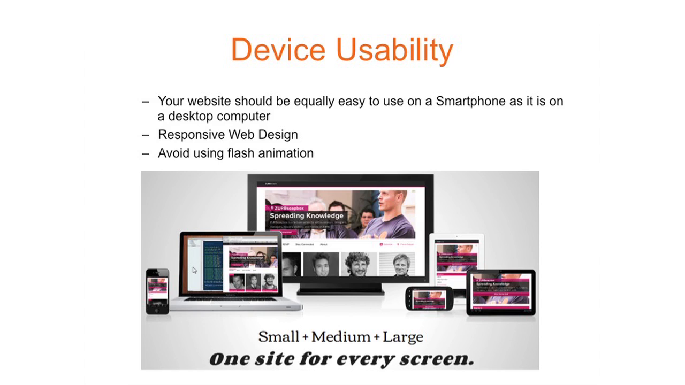Device usability. Your website should be equally easy to use on a smartphone as it is on a desktop computer. Responsive web design is also something to take into consideration when building your website. Some good examples of this are bostonglobe.com, graygoose.com, corporate.target.com. They all have responsive designs on their website. So depending on what you're looking at, whether that be a tablet, whether that be a smartphone, the website ultimately displays most optimal on that specific device that you're looking at.